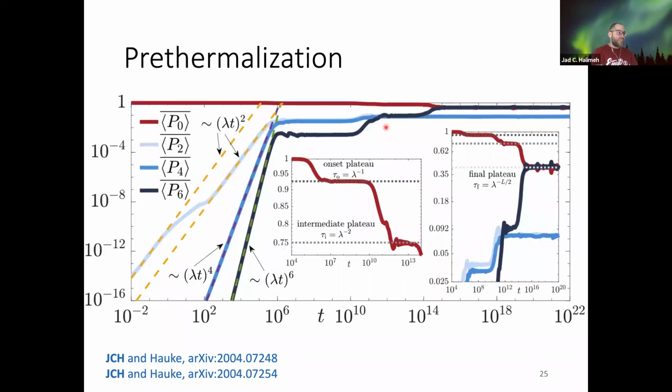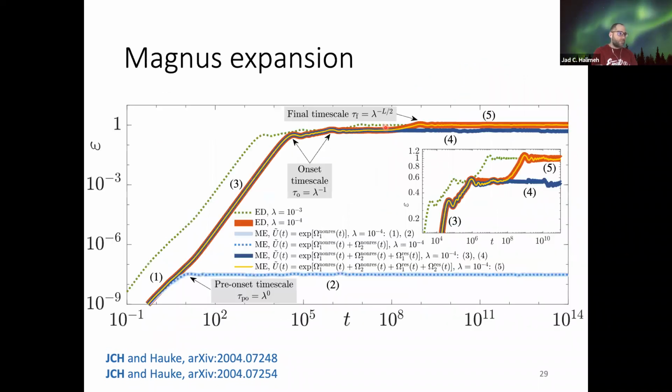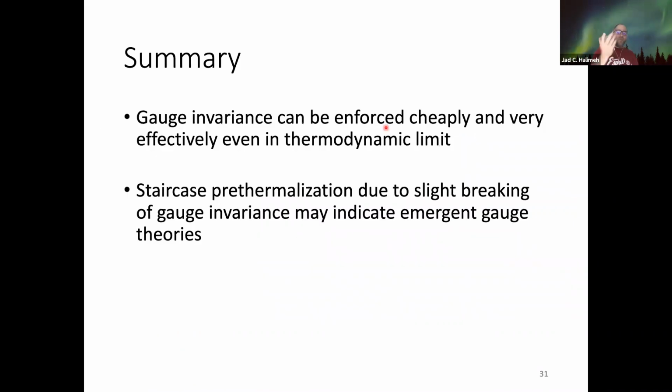So basically, this brings me to the summary of my talk. What we have looked at today is the enforcement of gauge invariance in models in the thermodynamic limit, where we have unavoidable experimentally relevant errors. We showed that gauge invariance can be very cheaply implemented, even in the thermodynamic limit. And we also looked at this cool staircase pre-thermalization effect. We see that it may indicate some really interesting physics at these plateaus that we are working on and trying to understand even better.